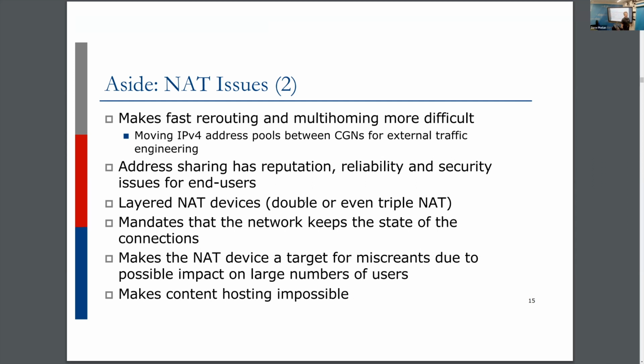Trying to do things like fast rerouting, multi-homing is really hard. And address sharing can have reputation issues. How many people have found out that their IP address has been blocked when they're trying to get somewhere because the person who had that IP address before you was spamming, and you've wound up on a spam blacklist? It happens. It happens a lot.